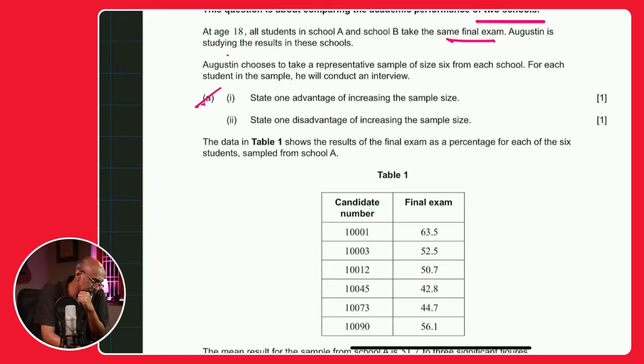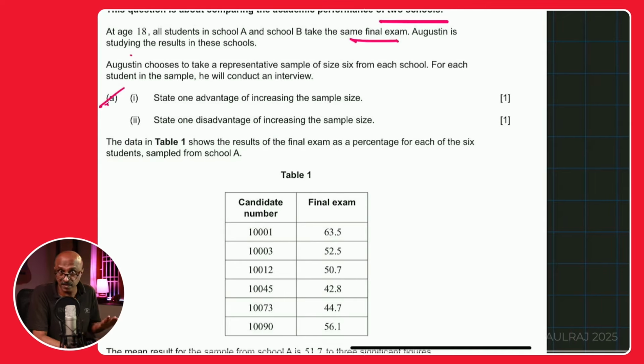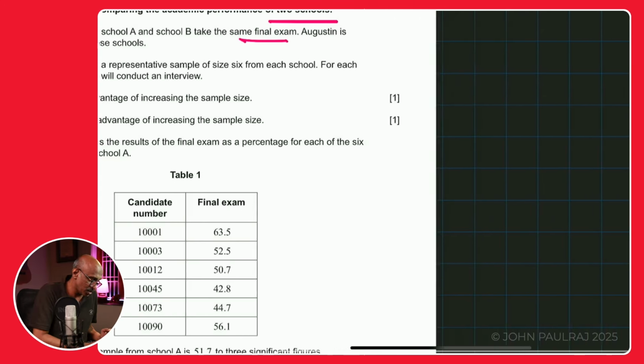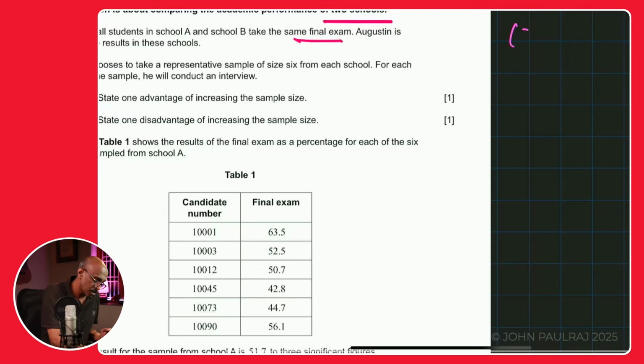Well, he wants to study the results, right? Maybe the mean. You can say that the mean will be much closer to the actual population mean. That's one advantage of increasing the sample size, because then there won't be much variability. As it is, it is 6. Immediately when I read it, that was the thing going in my head. So let's write that down in our own words.